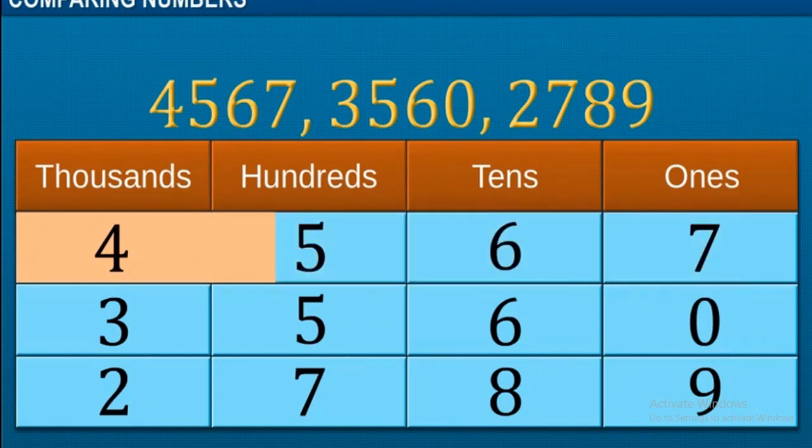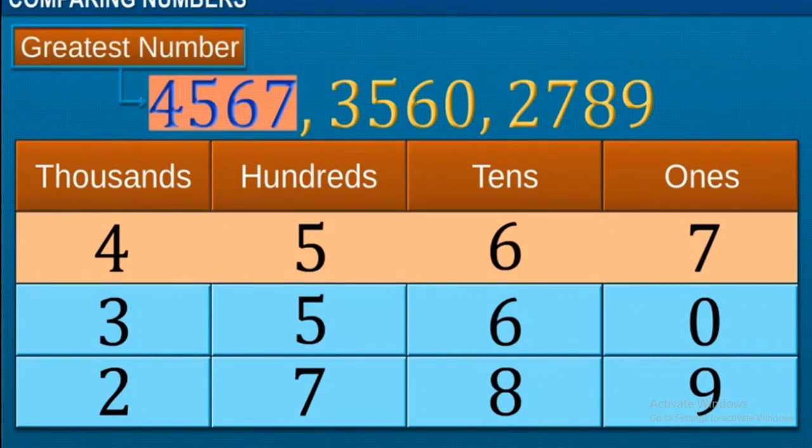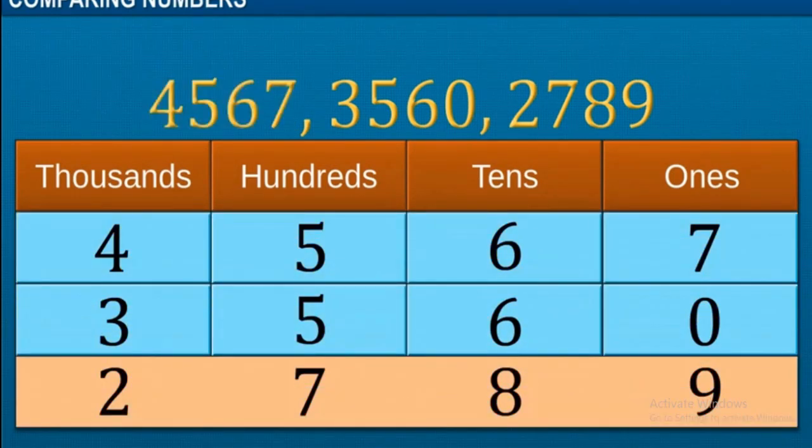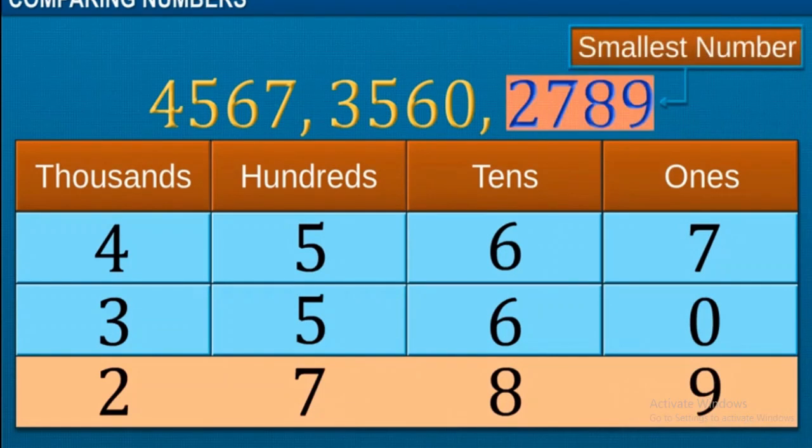4,567 has 4 in the thousands place. 4 is the greatest digit in the thousands place. Hence, it is the greatest number. 2,789 has 2, which is the smallest digit in the thousands place. Hence, it is the smallest number.